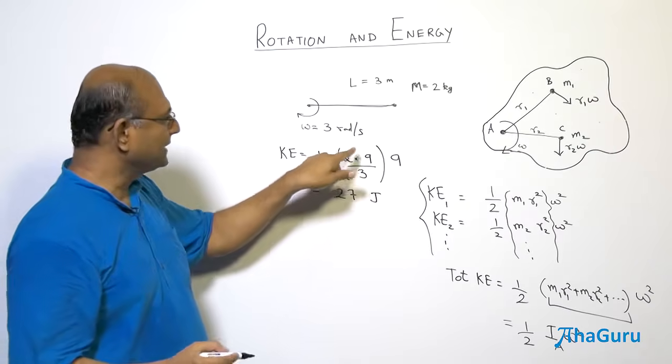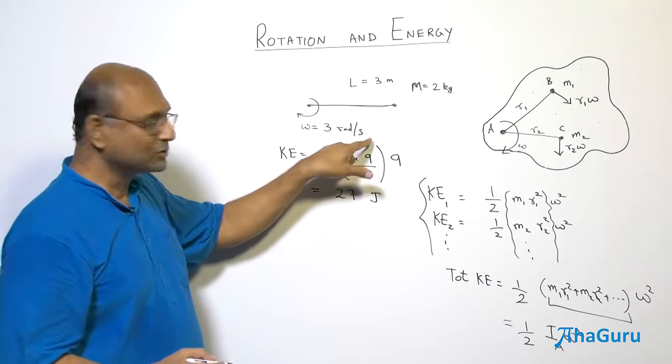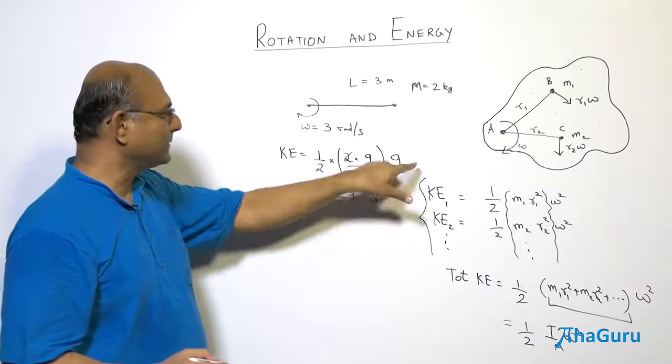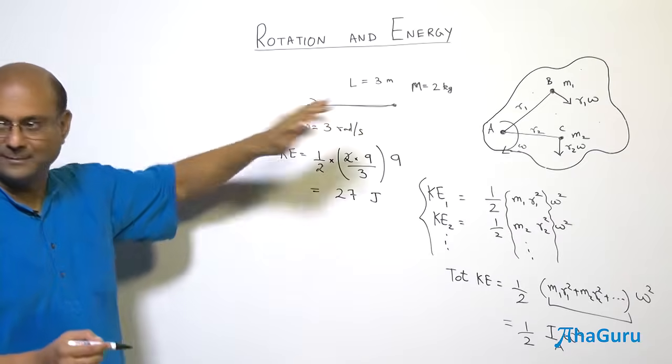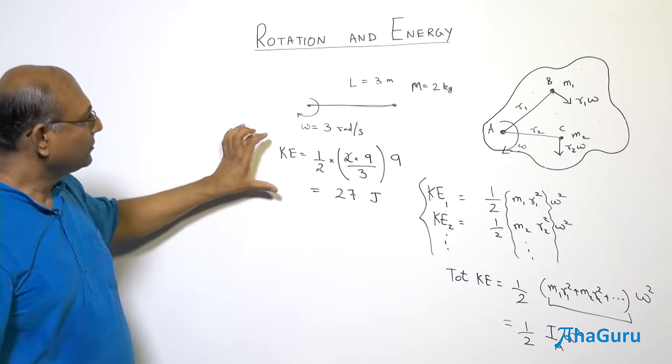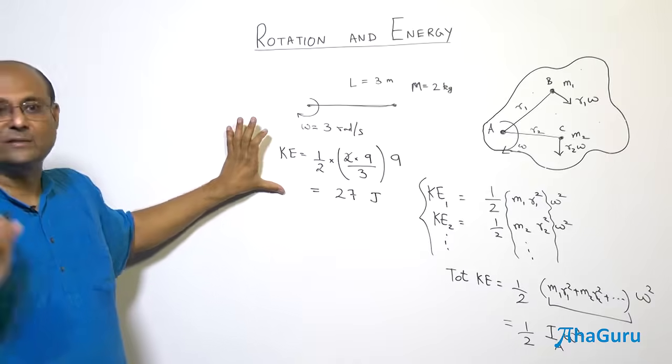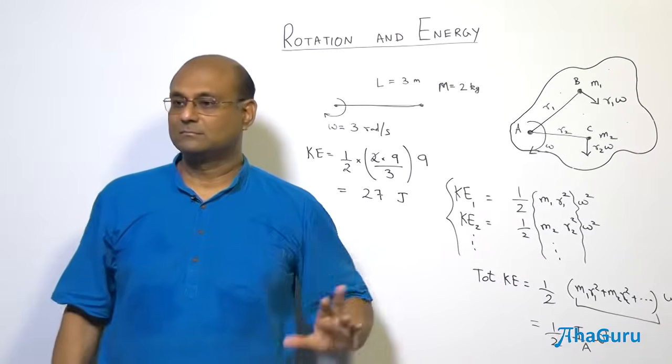As long as I use SI units, the whole thing will be in joules. Moment of inertia has units kilogram meter square, and omega is radians per second square, so it has meter square by second square, which will give me v square. So it will be basically joules, kinetic energy. Now this kinetic energy is the kinetic energy of the entire rod.